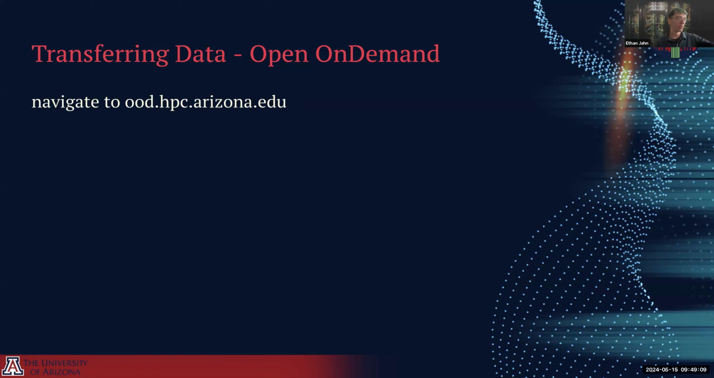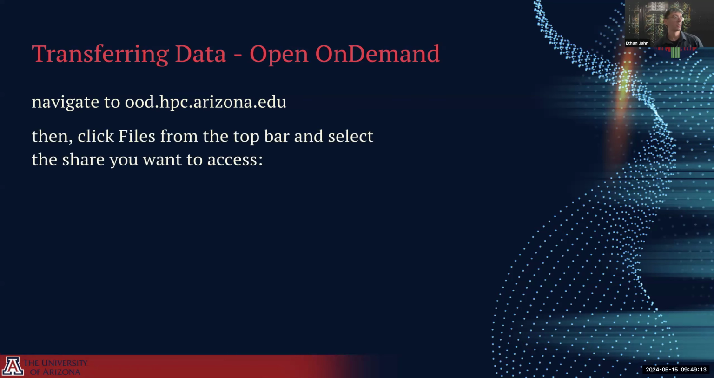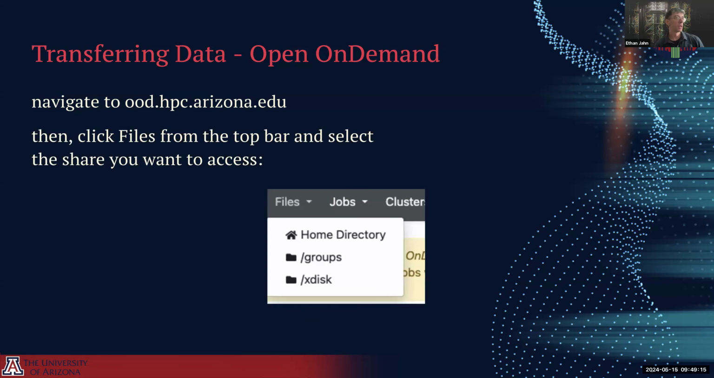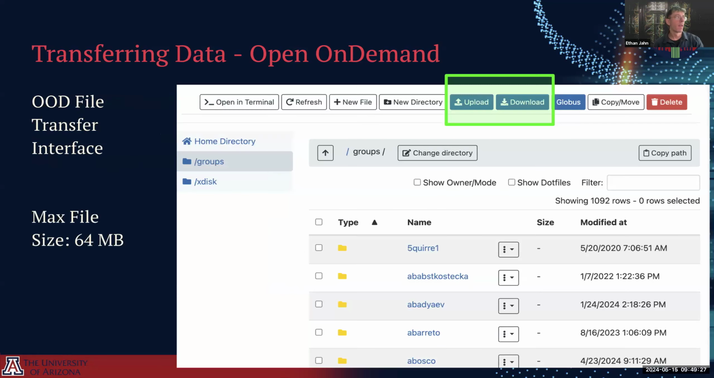So on Open On Demand, we would, of course, navigate to ood.hpc.arizona.edu, then click Files from the top bar and click the share that you want to access. So you'll click Files and then click one of those three options, depending on which one that you want to access. And you can change it once you've clicked it as well. And here you have the interface. So I clicked the Groups tab, so you can see on the left there, the Groups is highlighted.